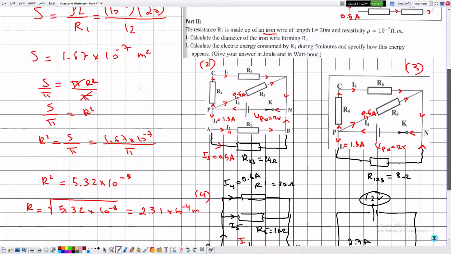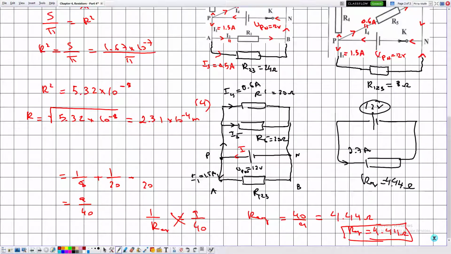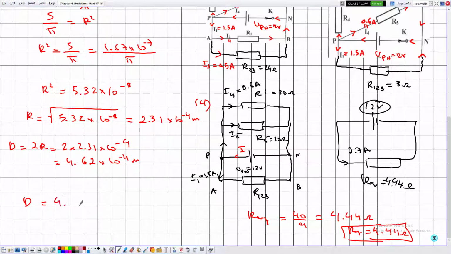And recall that we are interested in the diameter, not the radius. So the diameter is double the radius, which is 2 times 2.31 times 10 to the power minus 4. So this is equal to 4.62 times 10 to the power minus 4 meters. So the diameter of this wire is given by this much.